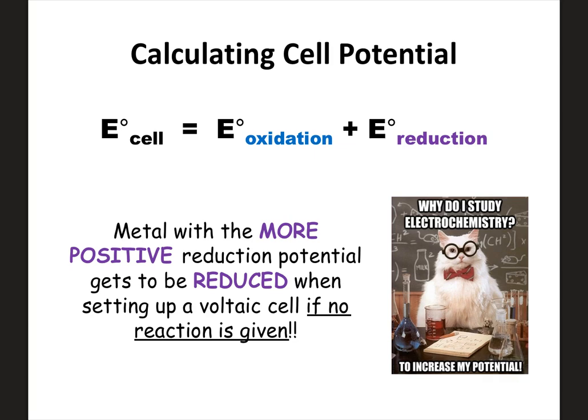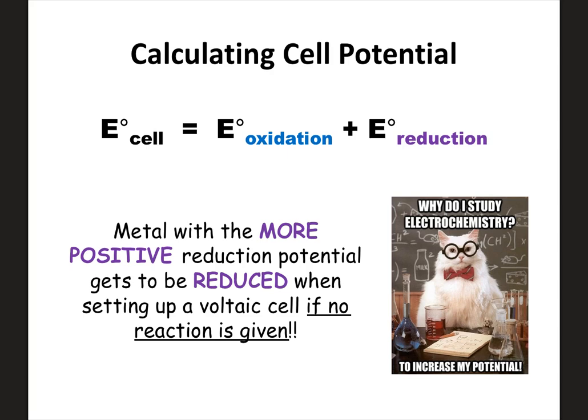Something important to note, a very important idea that you need to understand. If you have a reaction and they don't actually give you the reaction, so you can't look at a reaction and see who's being oxidized and who's being reduced, the metal that is more positive gets to be reduced. If no reaction is given, the one that's more positive gets to be reduced, and then the other potential would be the oxidation, and you would have to flip it. That's a very important idea to understand.